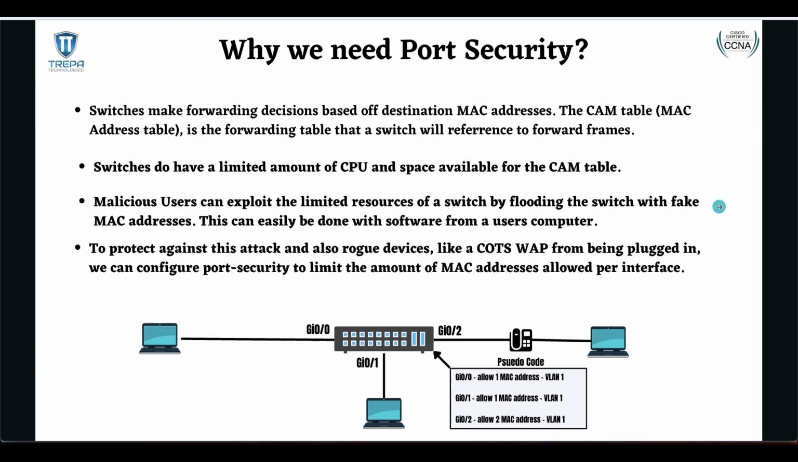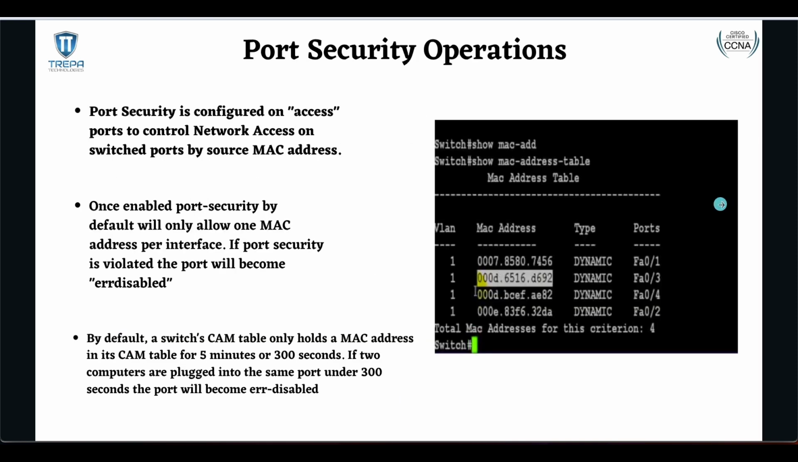So port security can limit the amount of MAC addresses allowed per interface. Now the operations. So port security is only configured on access ports because obviously a trunk port is going to see every single MAC address coming in and out of it from that switch. So we want to make sure that we do port security just on access ports. And once enabled, port security by default will only allow one MAC address per interface. That's its default behavior. And then it has 3 different violation modes, and the default violation mode is going to be shut down. Okay, we're going to get into that.